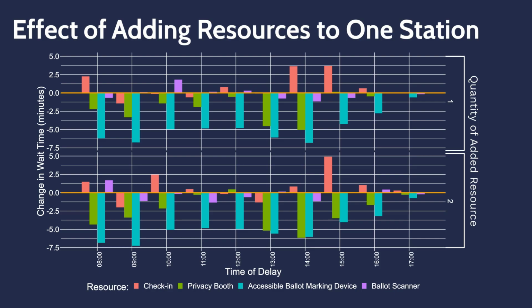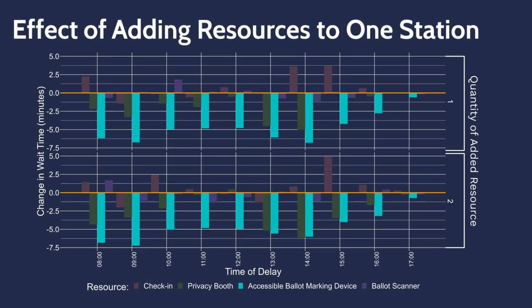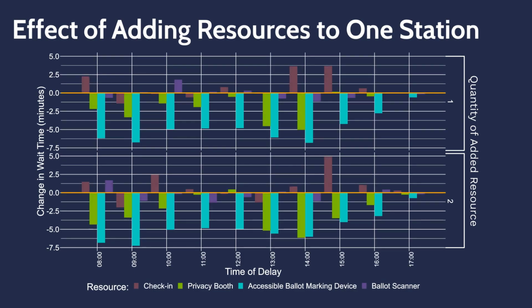It is clear that allocating additional accessible ballot marking devices may reduce voter wait times regardless of the time of delay. Increasing the number of privacy booths also effectively reduces voter wait times for the majority of these delays. These findings demonstrate that ballot marking is likely the bottleneck of this voting process. While allocating individual resources proves to effectively reduce voter wait times, there may be an added benefit of adding multiple types of voting equipment.